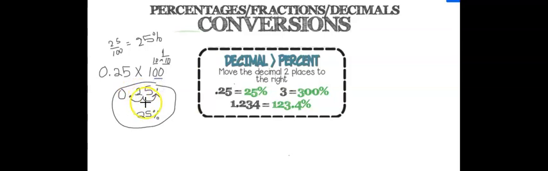It would be, hey, I'm going to move it 2 places because I'm going to multiply it by 100 and it's going to land on 25%. So you'd swoop, swoop, and then clean it up so we can see what you ended with. And since we're converting it to a percent, you must have that percent sign on your answer.